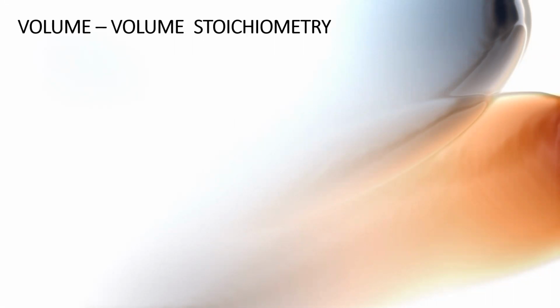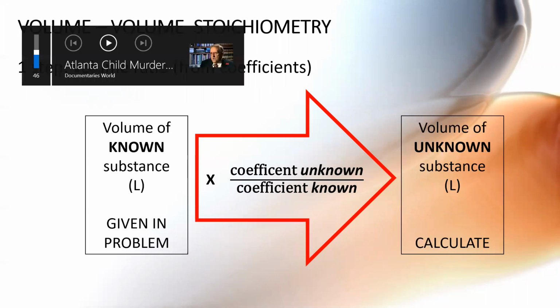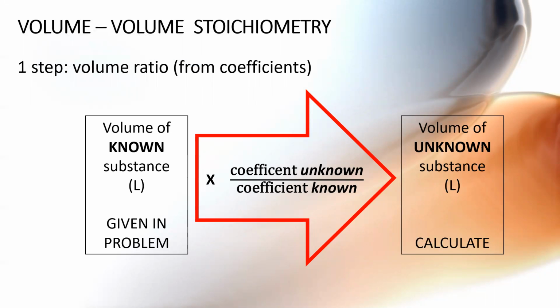So there are a few different types of problems, just like the normal stoichiometry. Like I said, the good thing is this should look familiar. So volume to volume stoichiometry, I would compare to mole to mole. One step: you start with a known volume of substance in liters given to you in the problem, and then you multiply by the volume ratio, the unknown over the known. Those numbers come from your coefficients in your balanced equation, and your final answer is your unknown volume in liters.